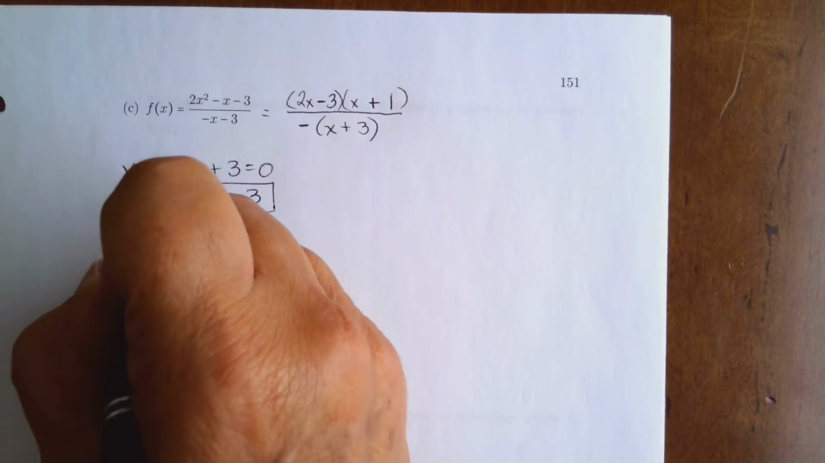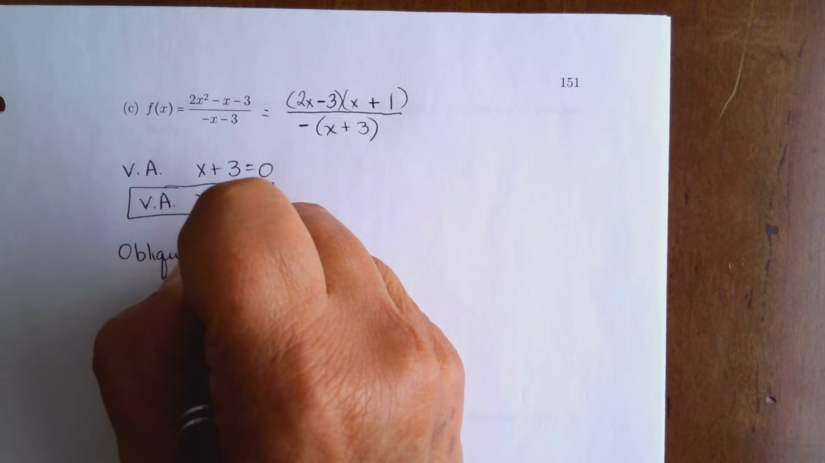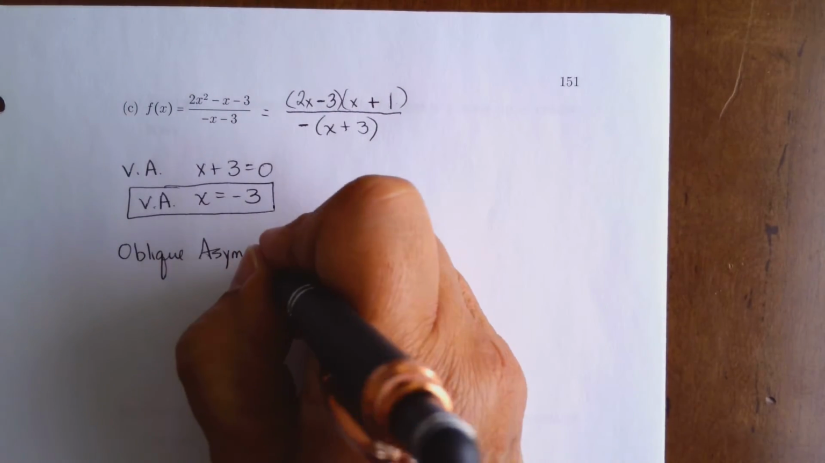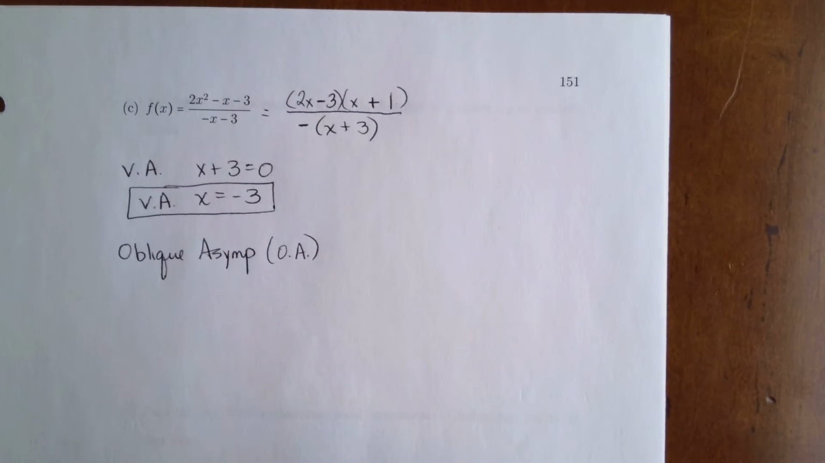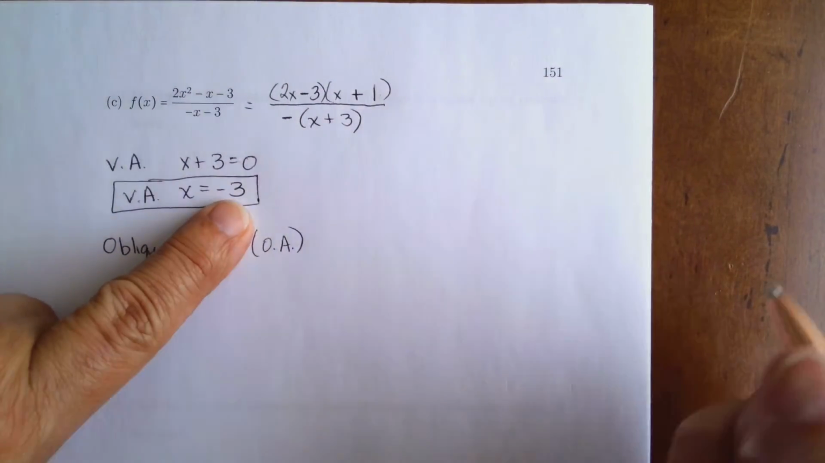Now this one has an oblique asymptote. You can say OA, as long as you remember what that is. Instead of HA, it's an OA, oblique asymptote. Now we're going to divide. I'm going to do synthetic division.